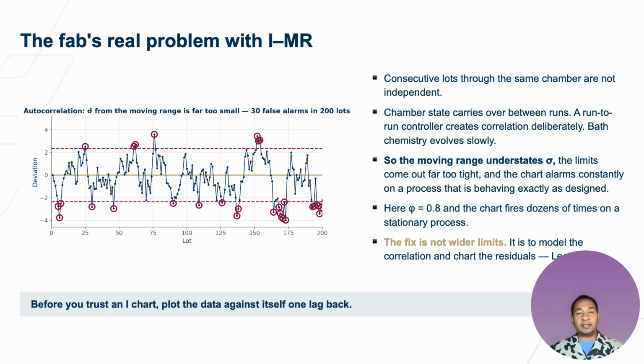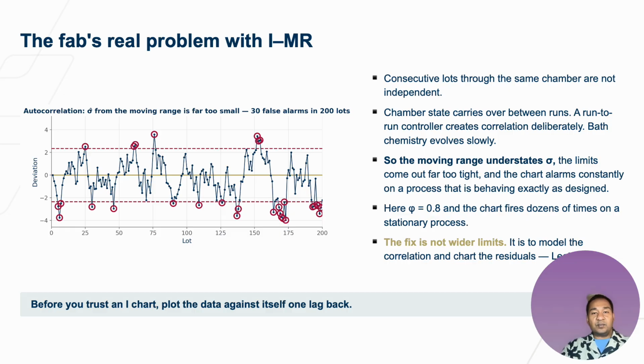Nothing is wrong with it. It wanders because that is what the correlated noise does, and it always comes back. Now compute sigma hat from the moving range. Because consecutive values are close together, the moving range is small, so the sigma hat is small, so the limits are far too tight. And the chart fires dozens of times on a process that is behaving exactly as designed.